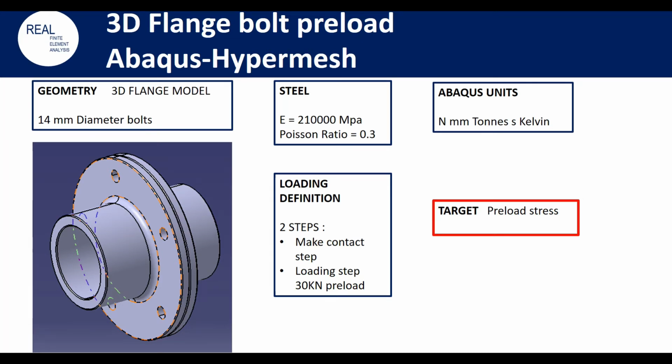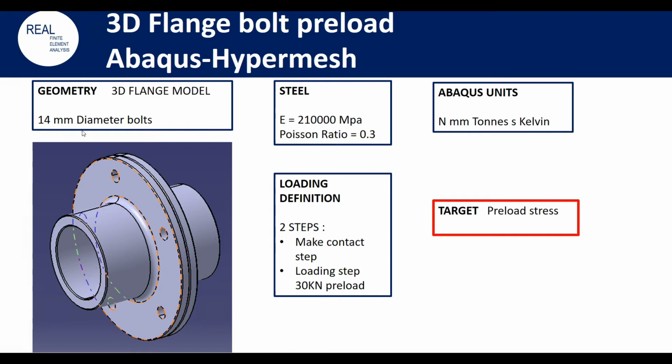Today I would like to show you how to model bolt preloading with Abaqus and Hypermesh. To do so, I will use the flange connection geometry, a 3D model, without a 3D CAD of the bolts. So in this case, I will simulate the bolt preloading using wire elements, 1D elements in this case.